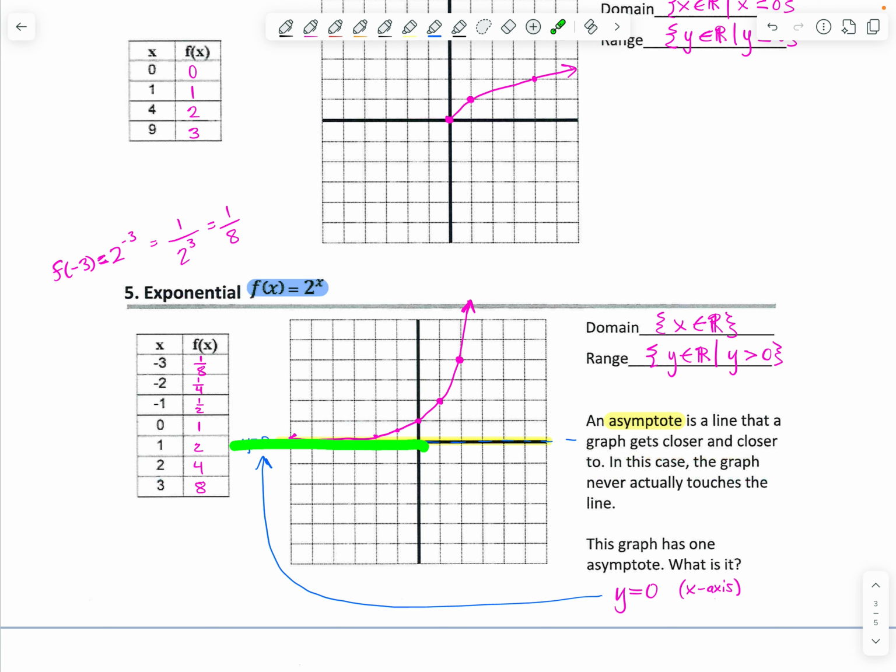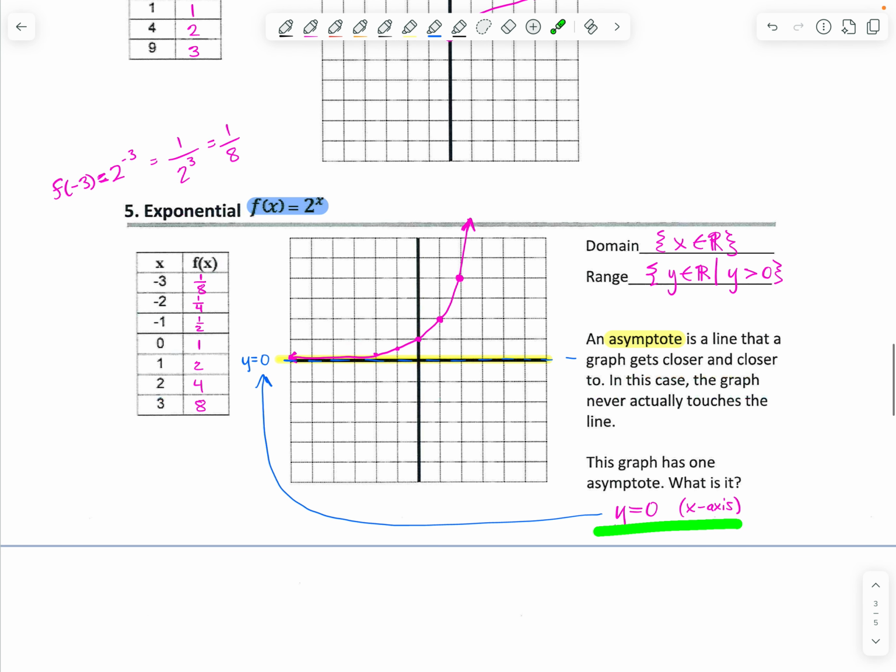So we call that line y equals 0, this x-axis, in this case, an asymptote. So it's a line that a graph gets closer and closer to, but in this case, it never actually touches the line. Okay, so the asymptote for this graph is just y equals 0. This graph never touches that axis there, or that line. So it's an asymptote, y equals 0.